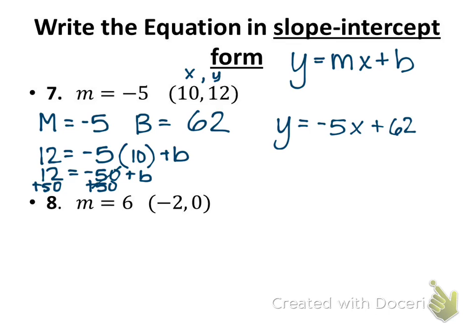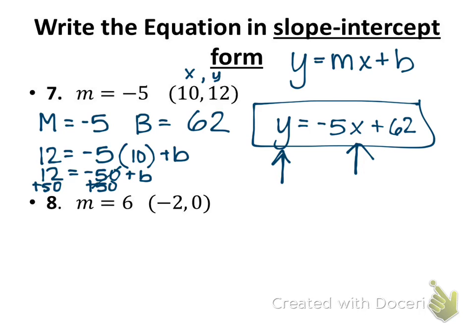Perfect. -5x plus 62. Here's the major mistake that I see on this one. People try to plug in the 12 for y and the 10 for x in the final answer. And you cannot do that, okay? You cannot plug in the x and y because we want to leave it x and y for the final answer. So I can plug in other ordered pairs if I wanted to say, is it a solution or not? All right? So the next one we're going to do the exact same way.